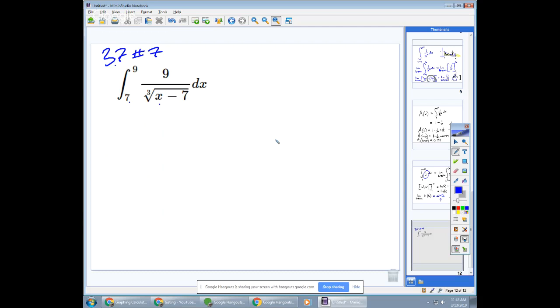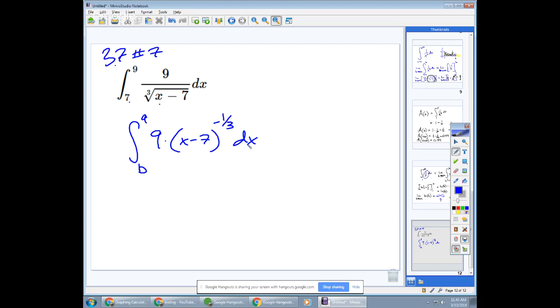So what we're going to do is rewrite this, and we're going to go from b to 9. And then after, we'll take the limit as b goes to 7. I'm going to rewrite it as 9 times x minus 7 to the power negative 1/3. Since this isn't a 2x in here, it's just x minus 7, I don't have to do a u substitution. I can get away without doing one.